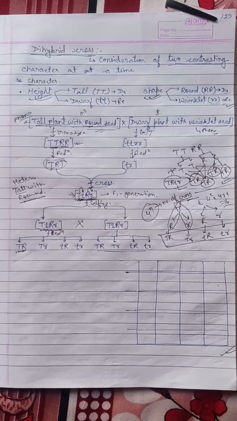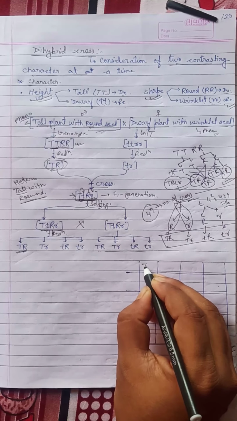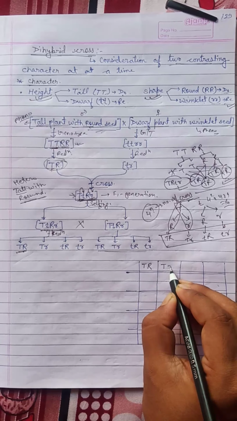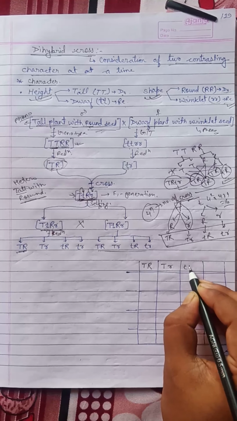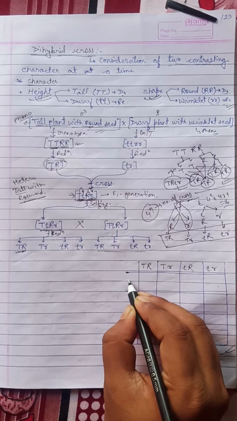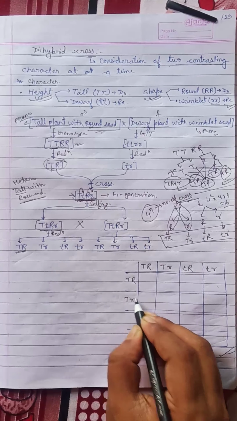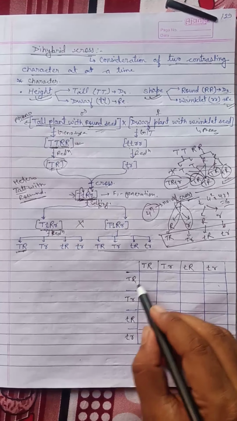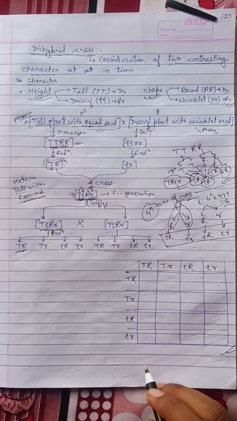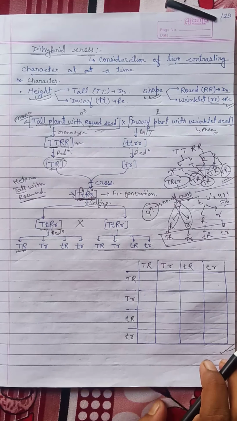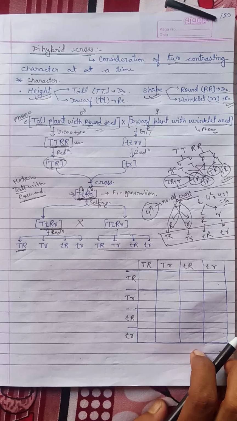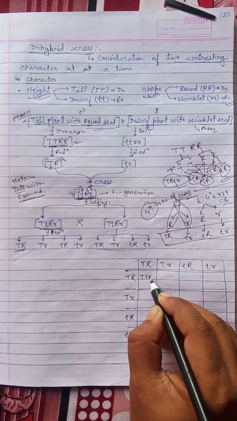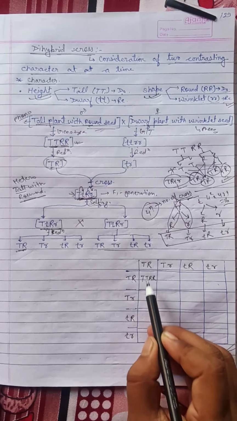Why is this extra box here? I am taking the extra box for writing this capital T and this capital T and small r, small t capital R, small t small r. This is also capital T capital R, capital T small r, small t capital R, and small t small r. Can you write these different kinds of genetic representation? You can write in your notebook. You should pause this video and write all the crossing of these gametes. I'm giving you a simple example: it will be capital T capital T and capital R capital R.